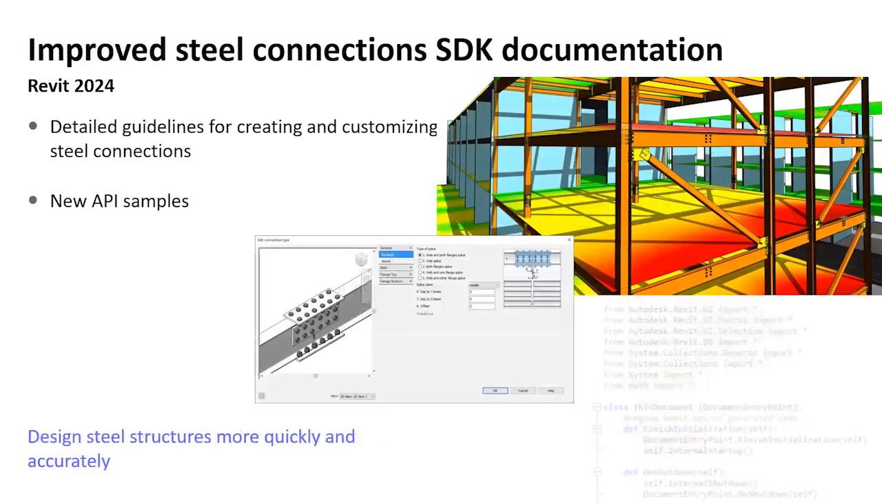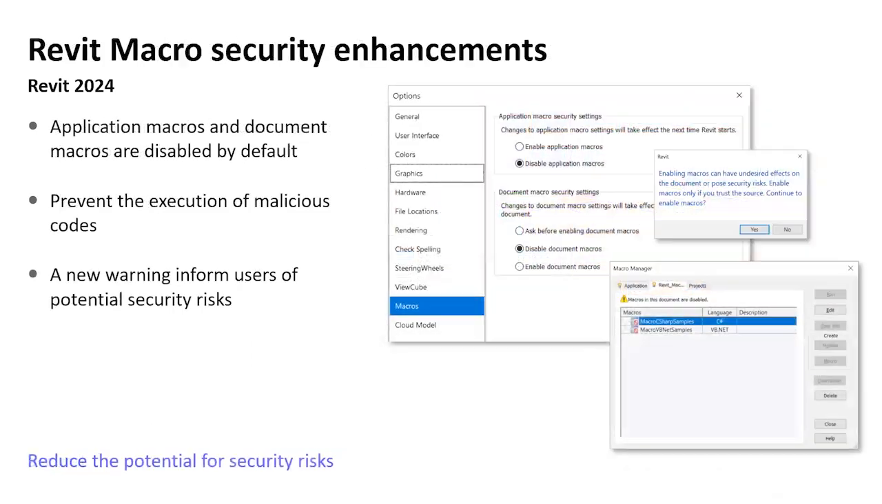New enhancements. So we also have SDK documentation available for steel connections. So another feature that helps structural engineers design steel structures more quickly and accurately. Some new samples in the API to assist you in making those connections on an automated level. If you're doing any of the macros, Revit macros, they're off, disabled by default now, for better, for worse. I think for most of us, it's better. But basically, we don't want Revit executing malicious codes, right? So security is good.